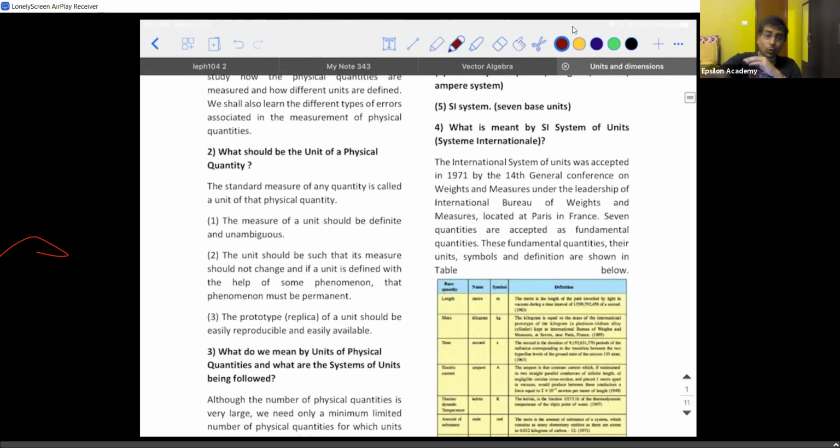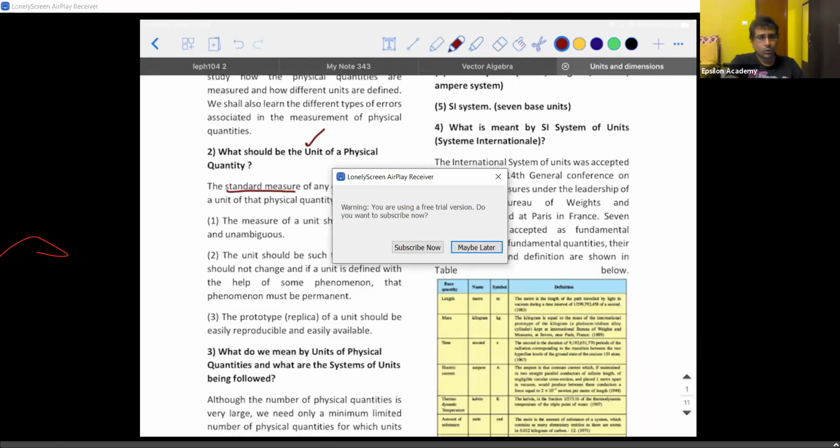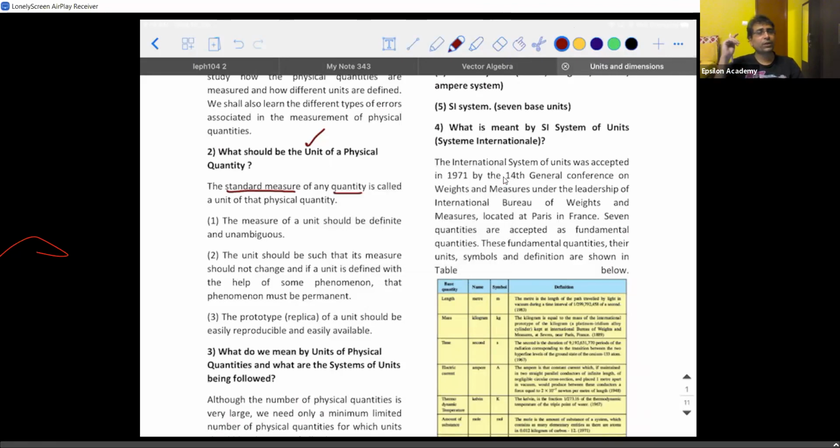So what do you mean by a unit of a physical quantity? If you give a standard measure of any quantity, that is the unit. For example, height can be measured in terms of centimeter, meter, or feet. All those suffixes are called units, because they support the measured value.